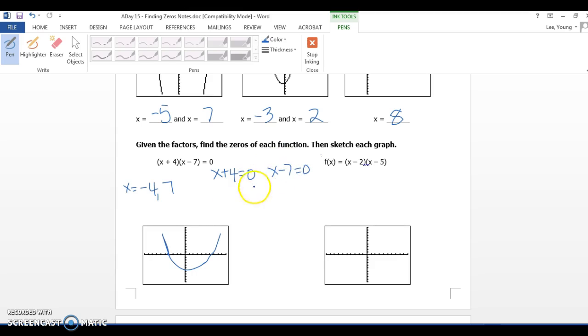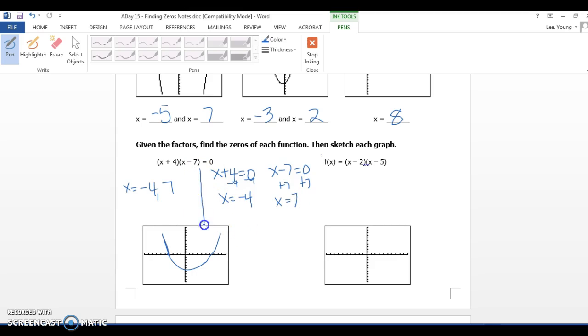So we call this the zero product property. If you want to end up with a 0, one of the factors should be 0. So you need to put the first one equal to 0, the second one equal to 0, and then solve it. So how do you solve for x? x is equal to, by subtracting 4, negative 4. The other is, you add 7, and then x equals 7.